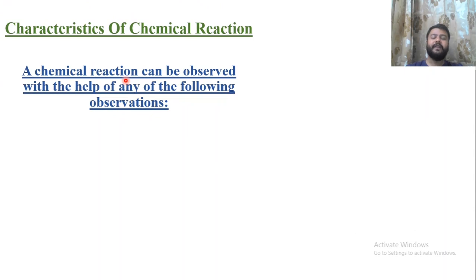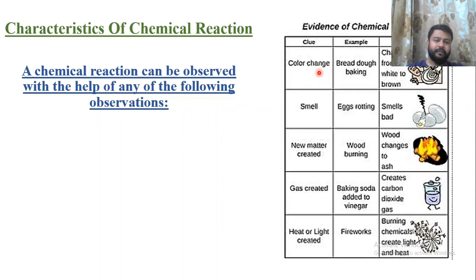Now, characteristics of a chemical reaction, or how you can find out that a particular change is a chemical change. A chemical reaction can be observed with the help of the following observations. The first clue or evidence is the change in color. For example, baking of dough or bread: the dough is white in color when you prepare it, but when you bake it, it converts into a dark brown color. That means a color change, which is an indication of a chemical reaction.